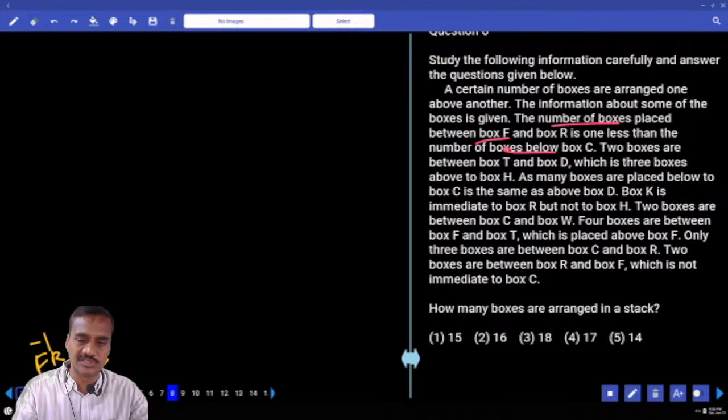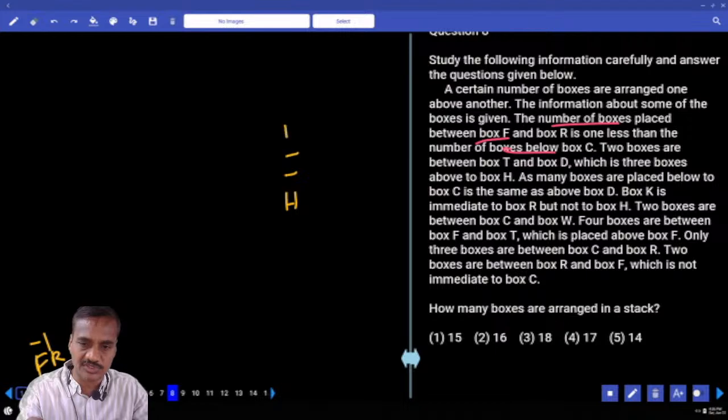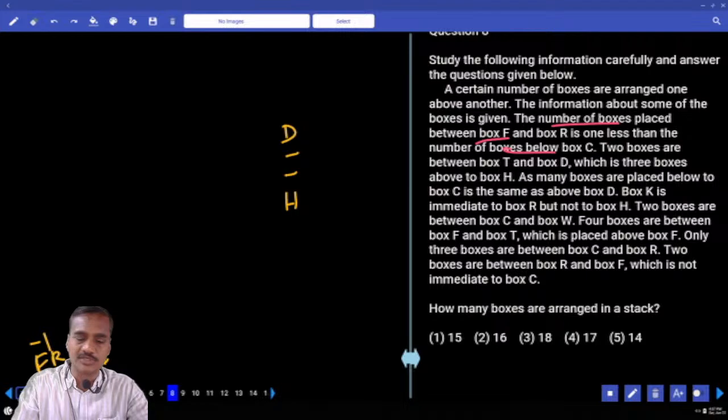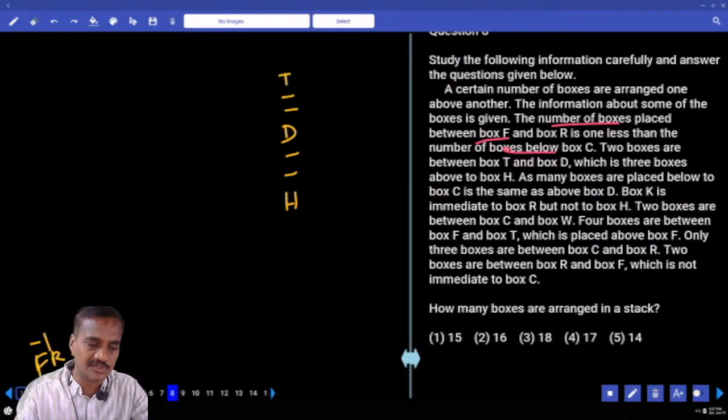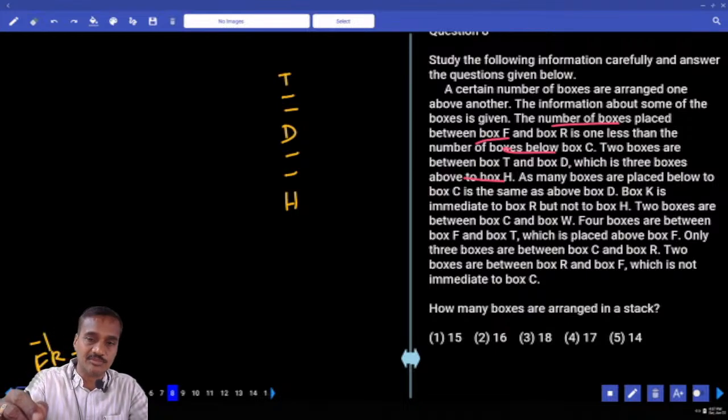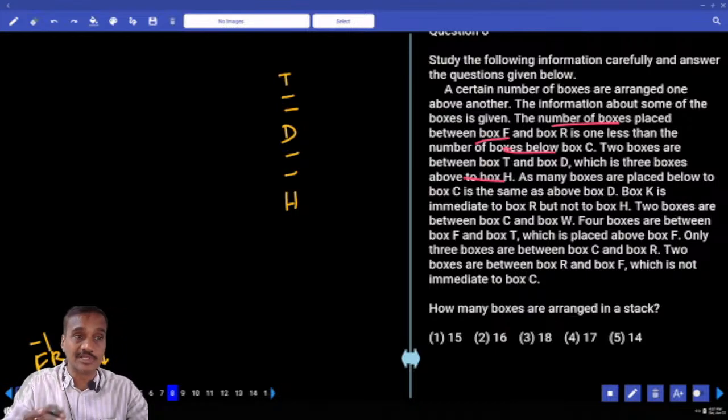అమ్మ స్టార్ట్ చేద్దాం H దగ్గర నుంచి. Now if H is here and D is 3 boxes above H, D is here, then 2 boxes are between T and D. Now 2 boxes between T and D, and T must be above this one. సరిపోయిందా లేదా? And between T and D there are 2 boxes, D and H there are 2 boxes. As many boxes below C, same as above D. My above D there are 3, isn't it? As of now there are 3. ఇంకా ఉన్నాయో లేదో మనకు తెలియదు.